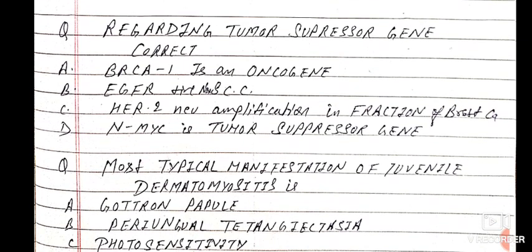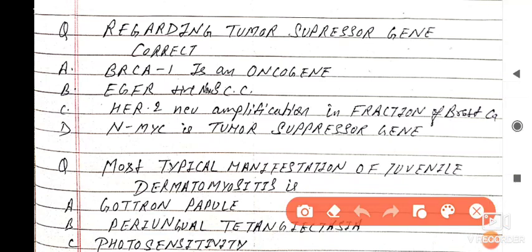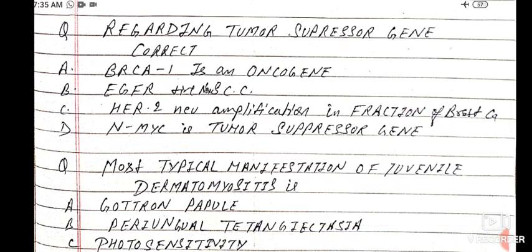Now regarding tumor suppressor genes, what is correct? BRCA1 is an oncogene? No, this is a tumor suppressor gene. EGFR positive in non-small cell cancer? Yes, for adenocarcinoma, this one is true. HER2 neu amplification in a fraction of breast cancer? This one is also true. And MYC is a tumor suppressor gene? No, these are oncogenes. Okay.